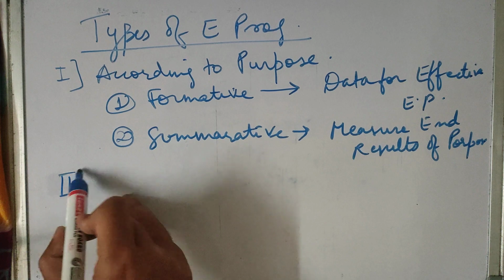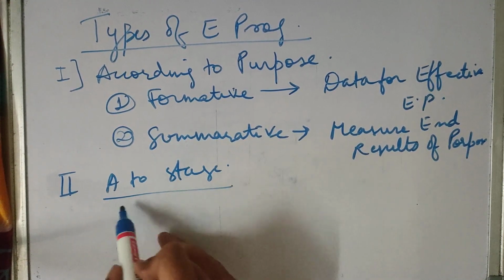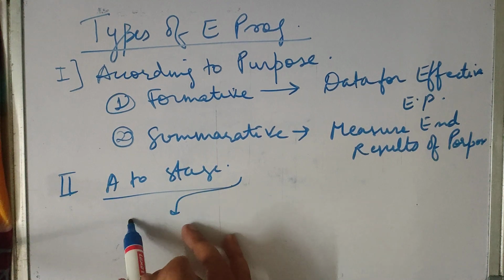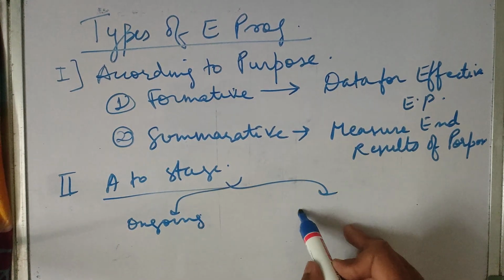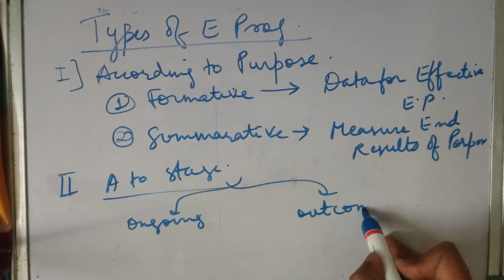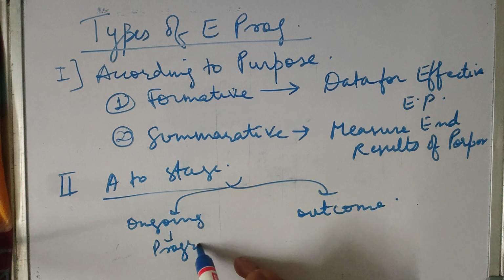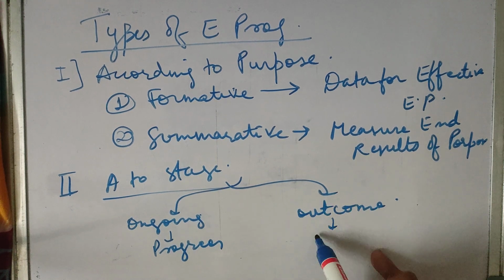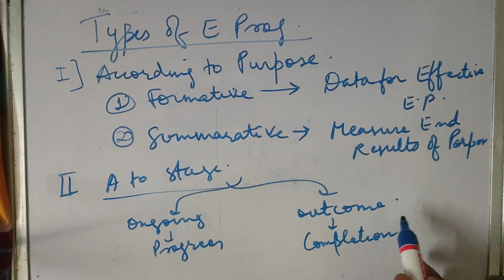Second is according to stage. It is ongoing or outcome based. Ongoing is when work is in progress. In outcome based, it is when work is completed, after completion of work.